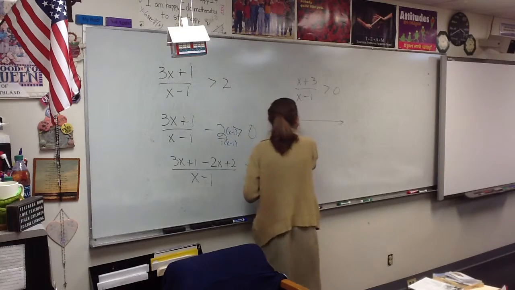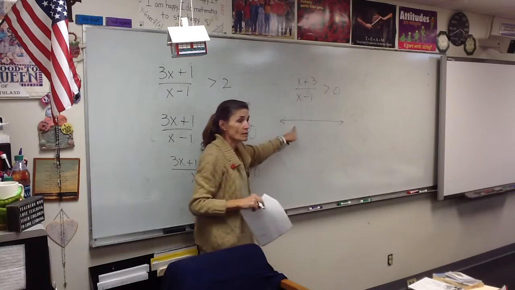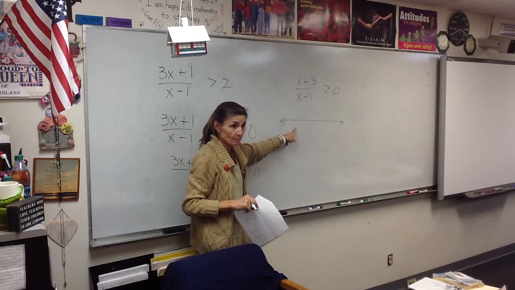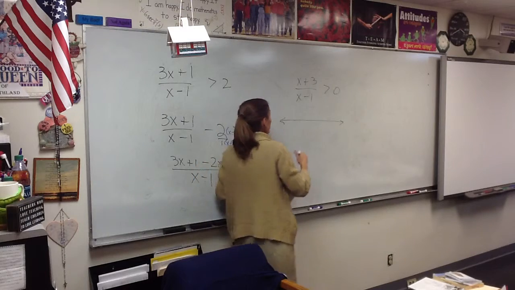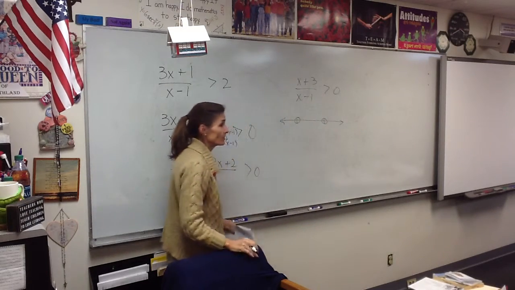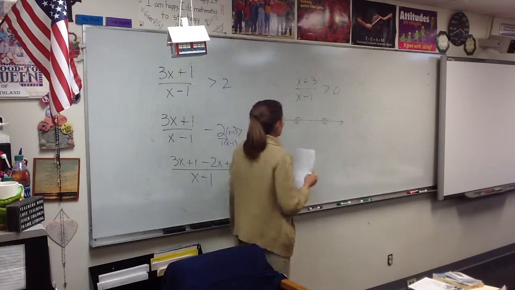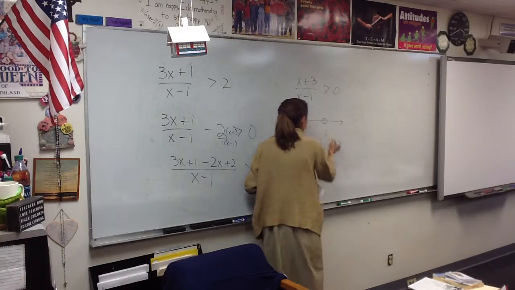Every time we have an inequality, we are eventually going to draw a number line. This number line is going to have 2 dots on it. Where are the dots going to be? -3, +1.